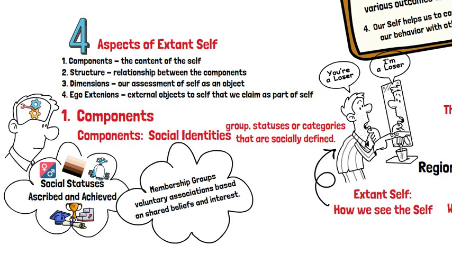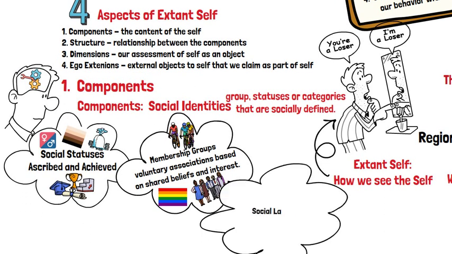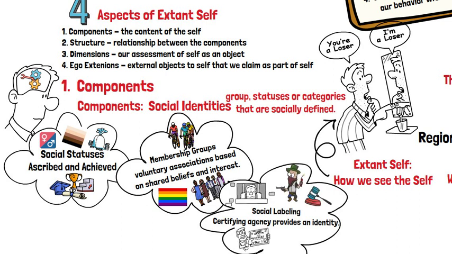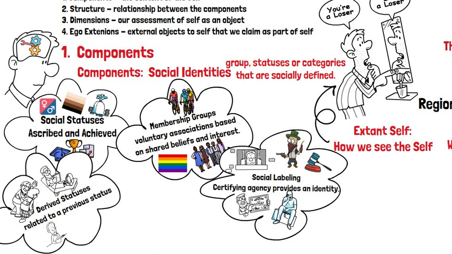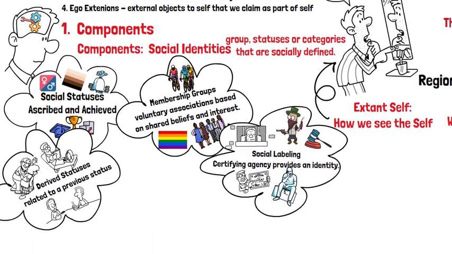Membership groups. These are voluntary associations based on shared beliefs and interests. I am a sociologist. I am a beekeeper. Social labeling. This is when a certifying agency provides us with the identity. I am a doctor. I am a homeowner. Derived statuses. These are statuses related to a previous status. I am a grandparent. I am pre-retired.